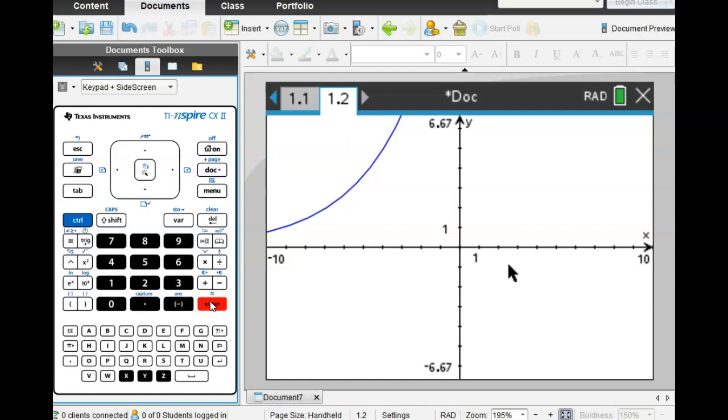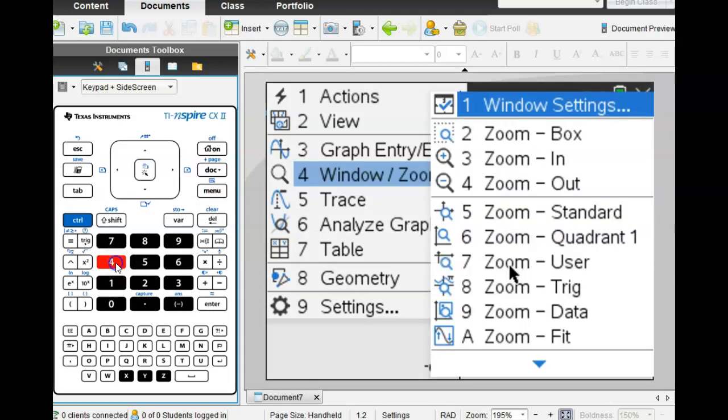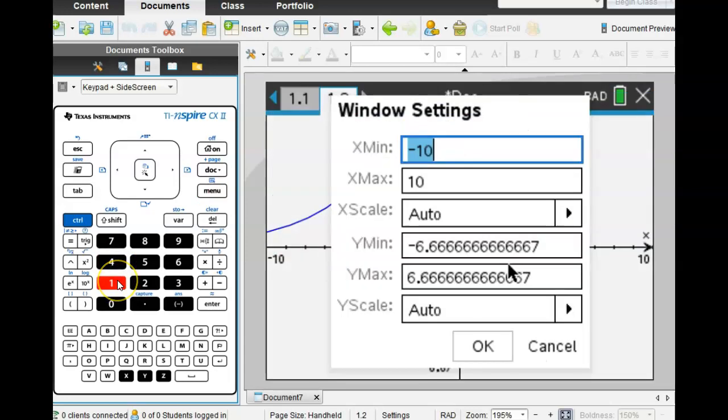I'm very not impressed because I see nothing. Does it make sense that you don't see anything? Right, yeah, right? So we just typed in that y was 1,000. This only goes to 6.67. So we need to change our window. So I'm going to hit menu. Then what do? Where do I go to change my window? 4. And then 1 for window settings.